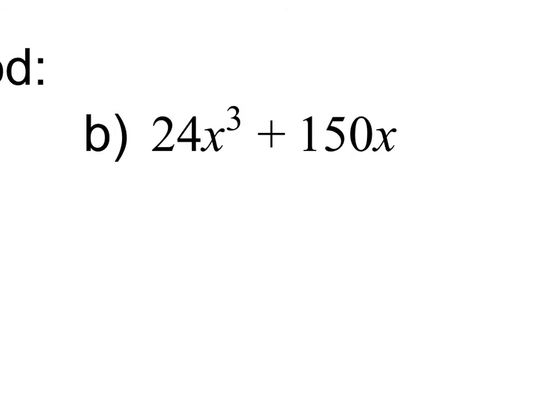On this next one, it looks like we're going to have to use GCF again. The GCF of 24 and 150 is 6. I'm also going to throw an x on there, so that would be 6x times 4x squared plus 25.